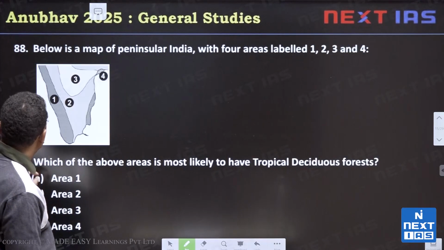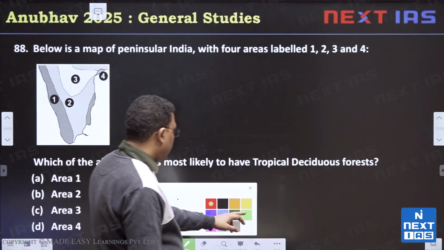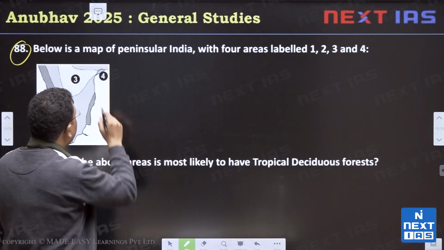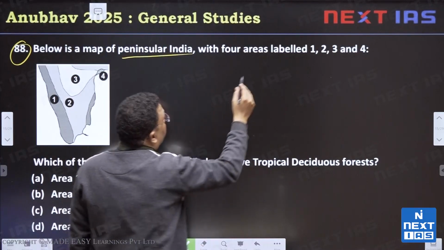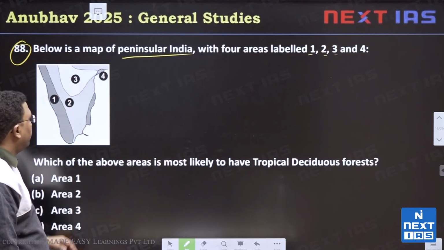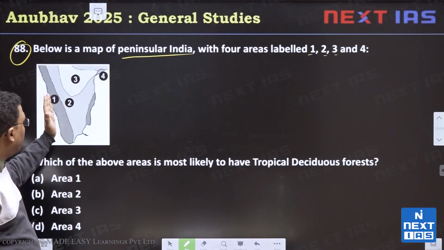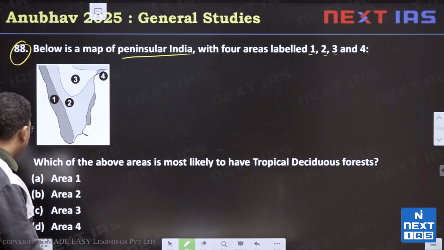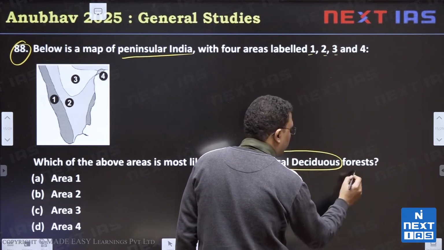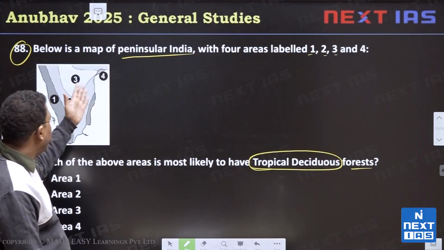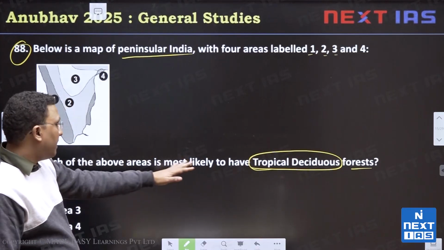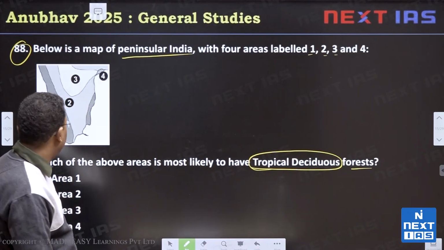Now let's see the next question, that is question 88. It says below is a map of peninsular India with 4 areas labeled 1, 2, 3 and 4, right? So a map is given here and 4 areas that are labeled 1, 2, 3 and 4 are given, and the question is asking which of the above areas is most likely to have tropical deciduous forest, right? So basically 4 areas are given and we have to identify which of these 4 areas is most likely to have tropical deciduous forest, right?